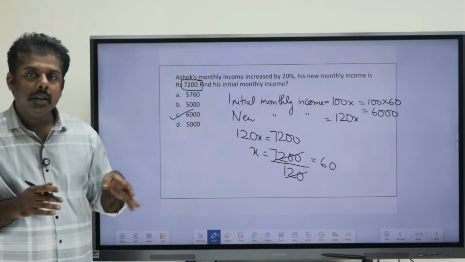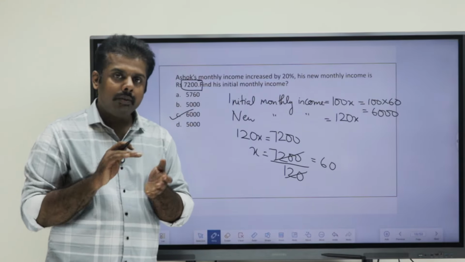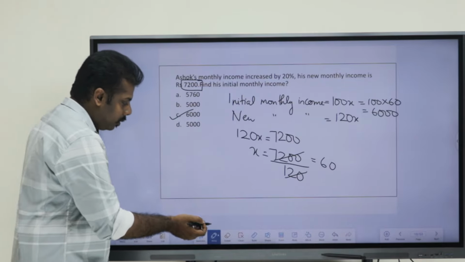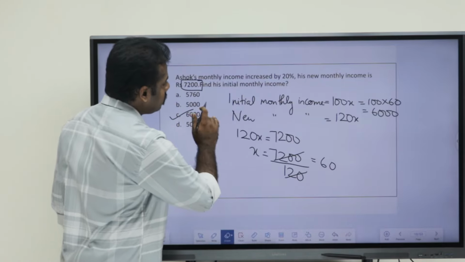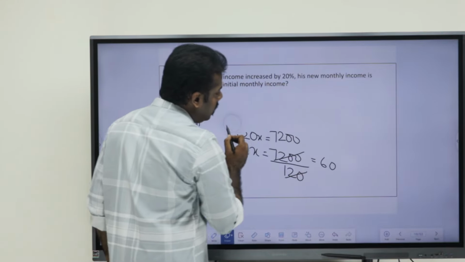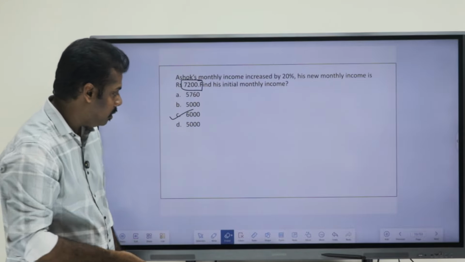6,000. So, one method is this, another method we will be just showing it. Which method is comfortable for you, you can just use that. The second method that we are going to discuss is, you can just take his initial income as x as well. That is also a method that you can use.